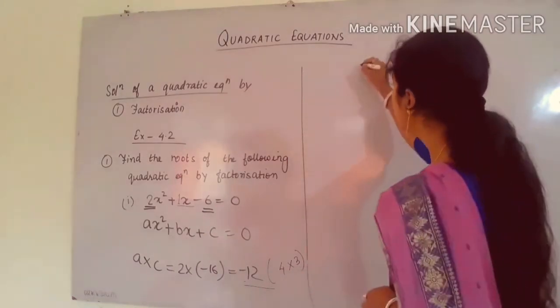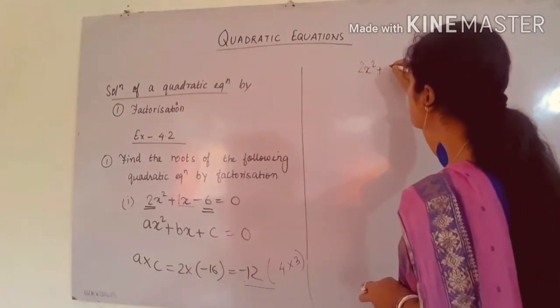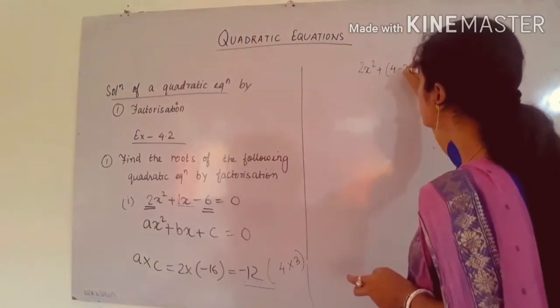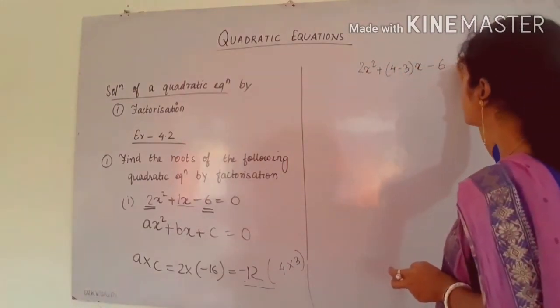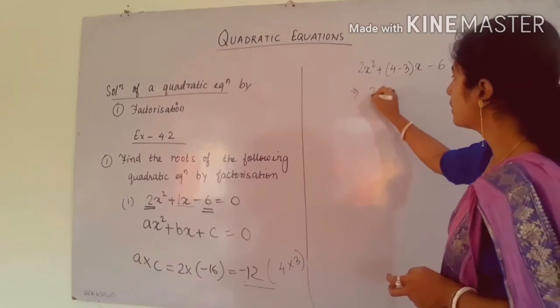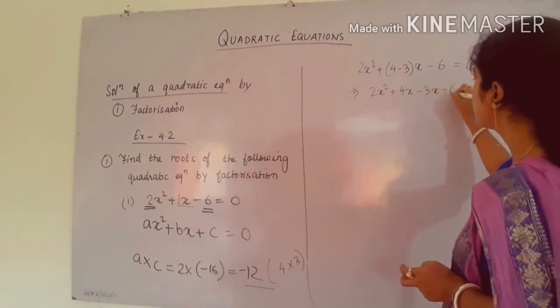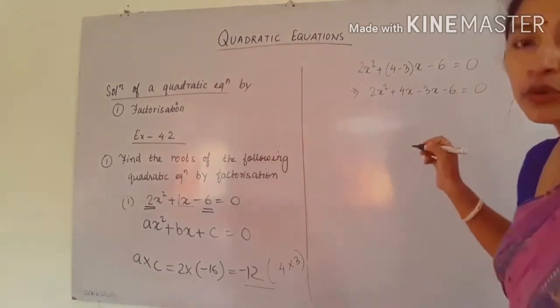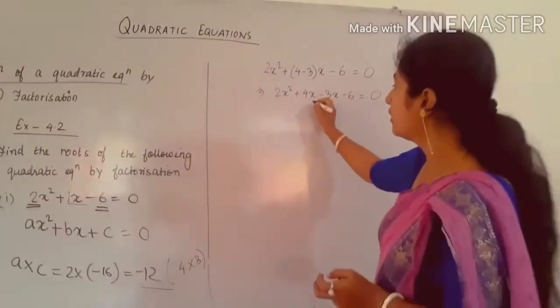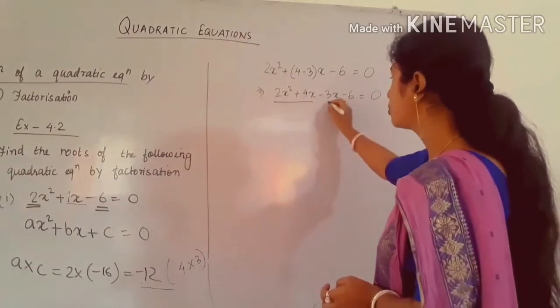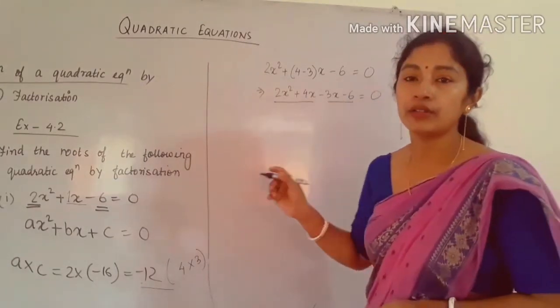So we can write 2x square plus, in place of 1 we can write 4 minus 3 into x minus 6. So further we can write 2x square plus 4x minus 3x minus 6. Now what we have to do, we have to take common from the first two terms, and from the next two terms we have to take common.